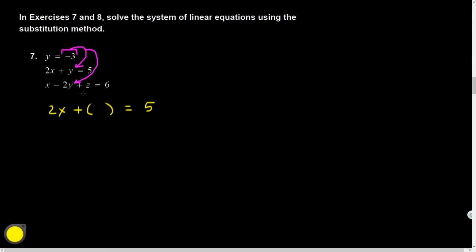I'm realizing it'll be convenient to... Oh, no. Yeah, I'm wondering whether to write my next equation here or here. Not a big deal, really. Let me finish substituting it in this one first, I guess. Negative 3. So I'd have 2x minus 3 equals 5. And I'll solve for x.